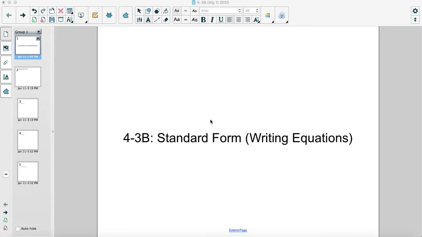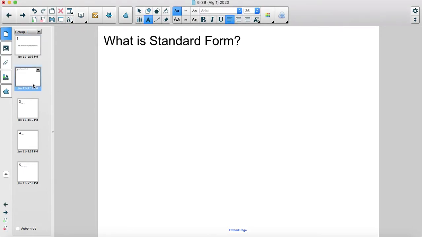Okay, so we are on to 4B, sorry, B. So we're still working with standard form, but now we're going to be writing equations in standard form rather than graphing with our x and y intercepts. So first things first, again, what is standard form?